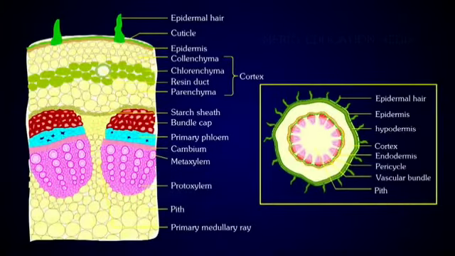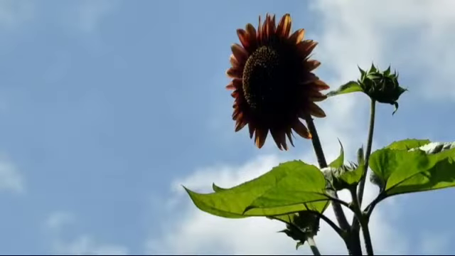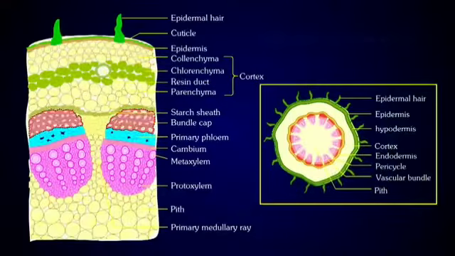Next, vascular bundle. Vascular bundles are conjoint, collateral, endarch, and open. They are arranged in the form of a ring around the pith. Next, pith. The large central parenchymatous zone with intercellular spaces is called pith. It helps in the storage of food materials.